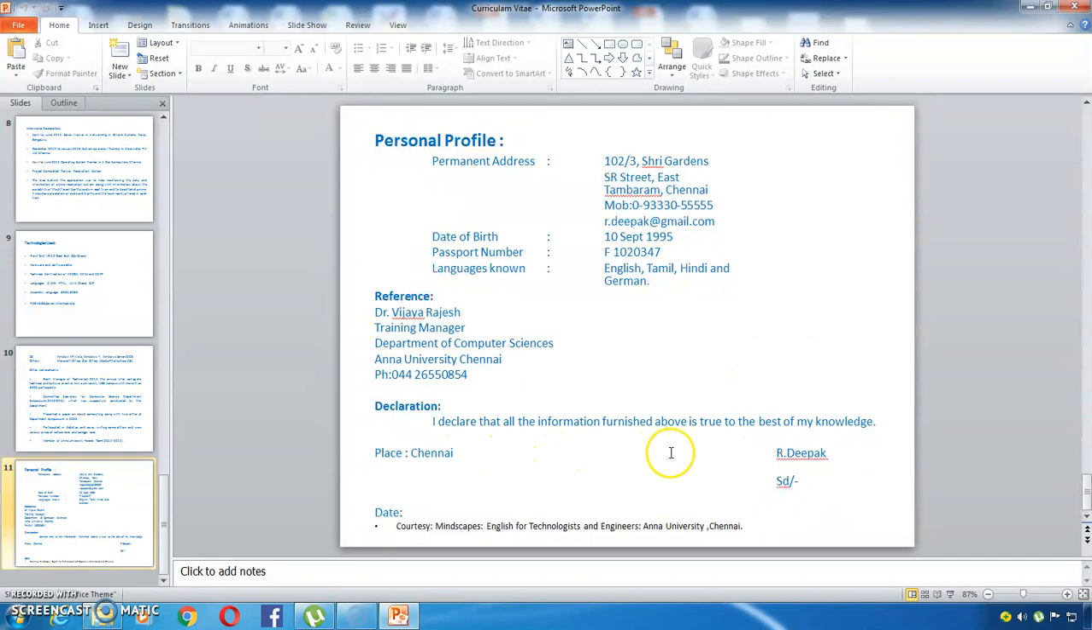So yes, it is mandatory to present only the correct facts here. And towards the end, put your signature and date.